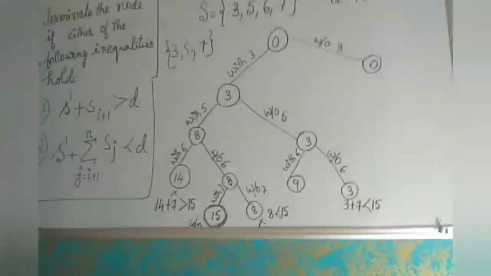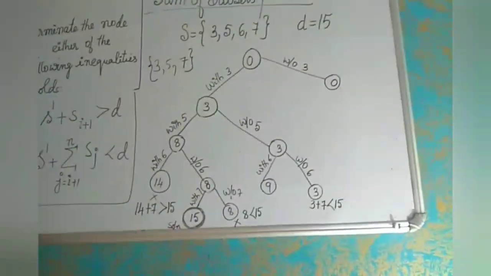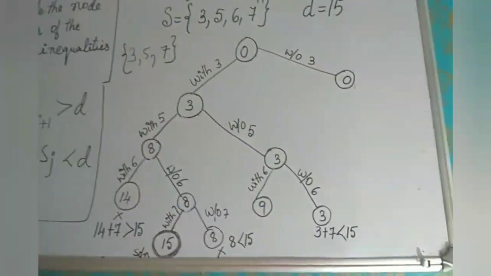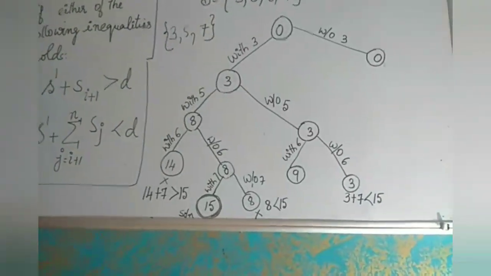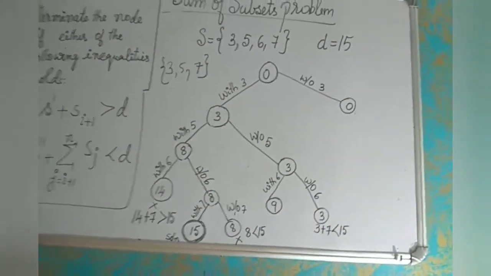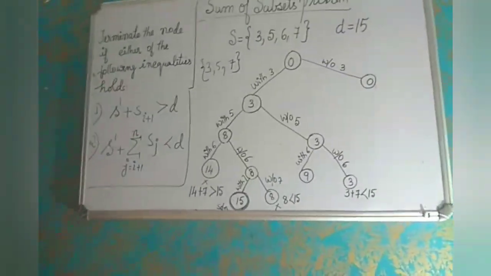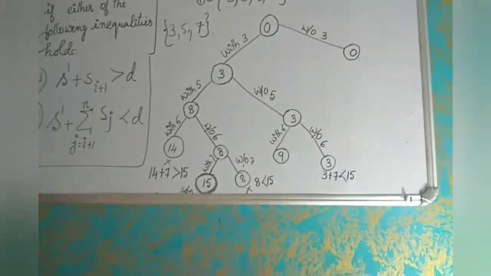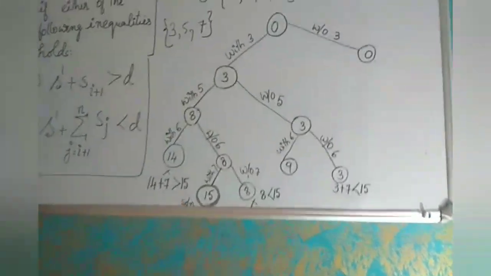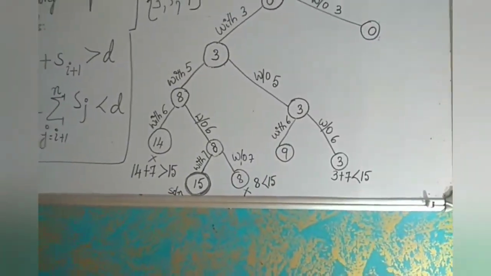Without 6, what happens? Now with the 6, if you add 3 to 6, then you get the sum as 9. So 9 is actually less than 15. That is why we were able to expand. So it is 9. Now again you continue from 9. Now from 9 you consider the next element.